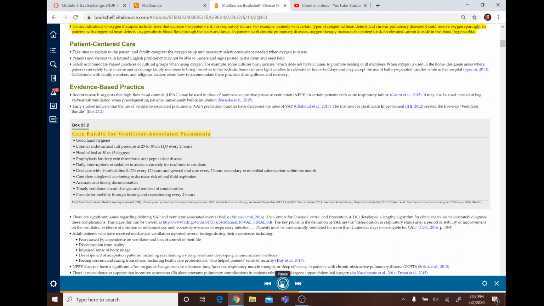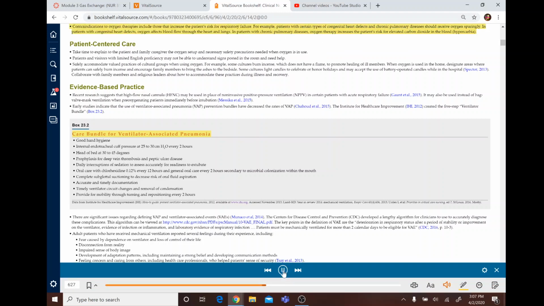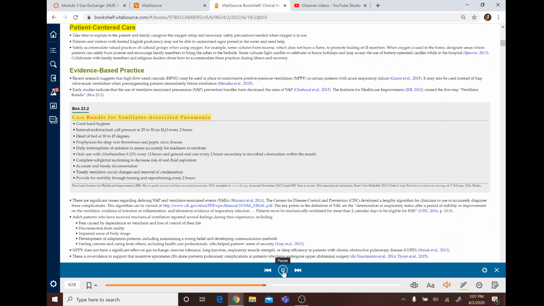Contraindications to oxygen therapies include those that increase the patient's risk for respiratory failure. For example, patients with certain types of congenital heart defects and chronic pulmonary diseases should receive oxygen sparingly. In patients with congenital heart defects, oxygen affects blood flow through the heart and lungs. In patients with chronic pulmonary diseases, oxygen therapy increases the patient's risk for elevated carbon dioxide in the blood, hypercapnia.